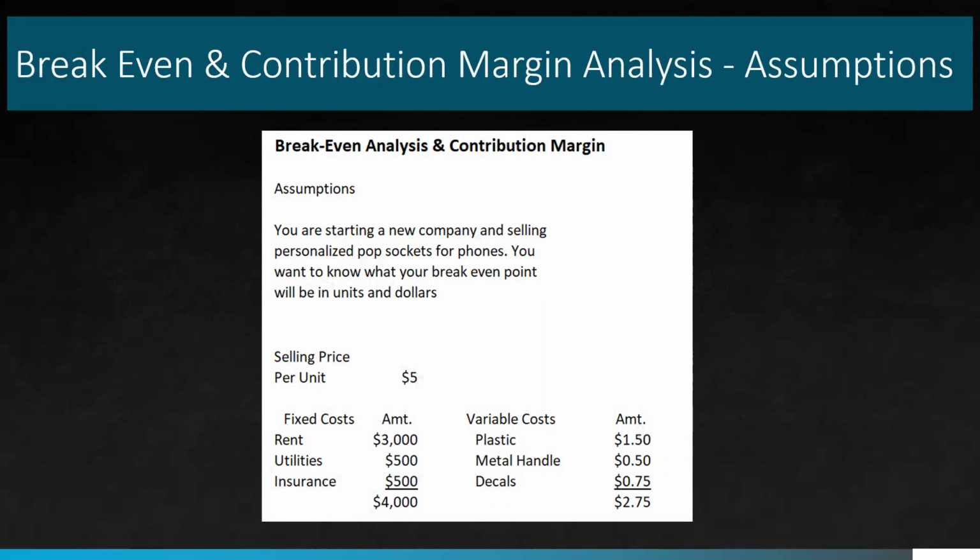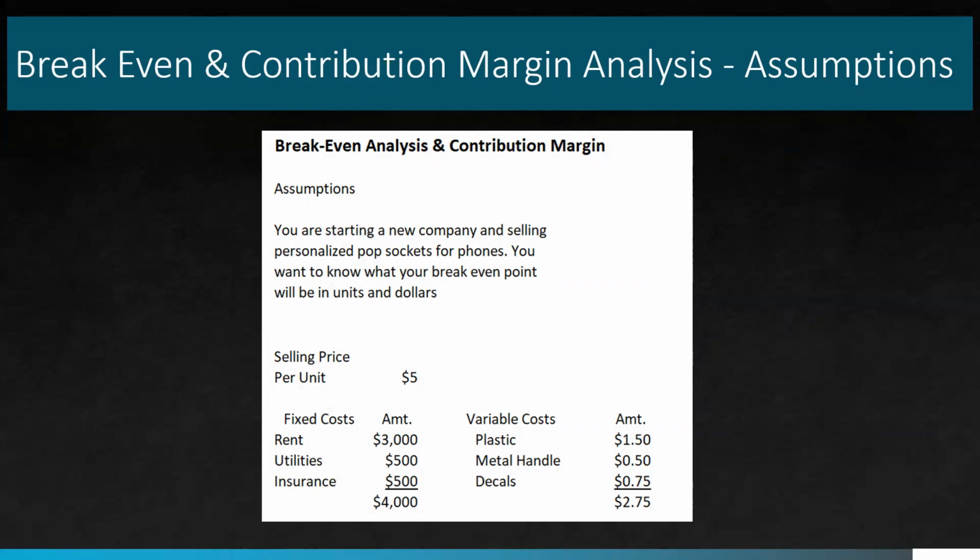So here's an assumption that we're going to work through. You're starting a new company and you are selling personalized pop sockets for phones, and you want to know what your break-even point will be in units and dollars. Here are some of the things that I need to know, and I'm making assumptions for the purpose of this lecture. I sell my pop sockets for $5 a unit. So every pop socket that I sell is $5.